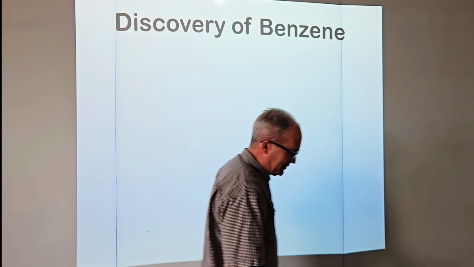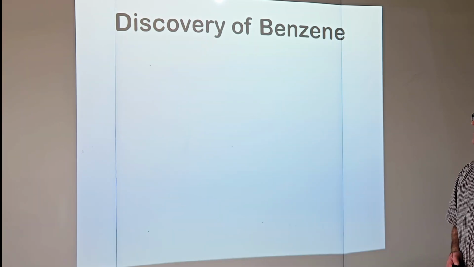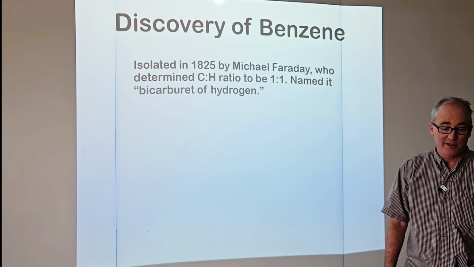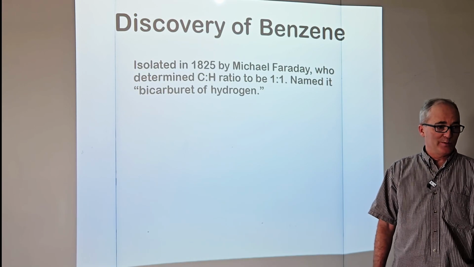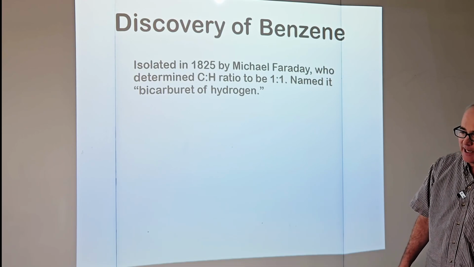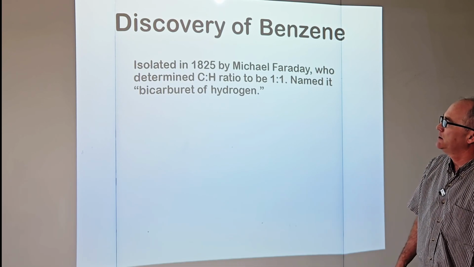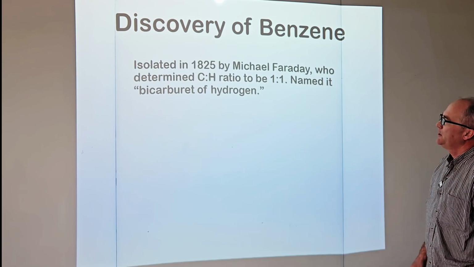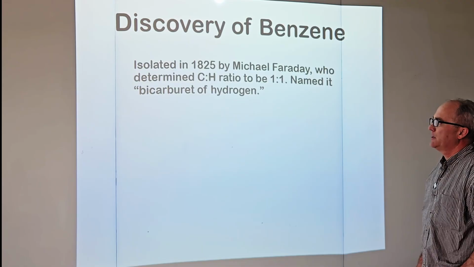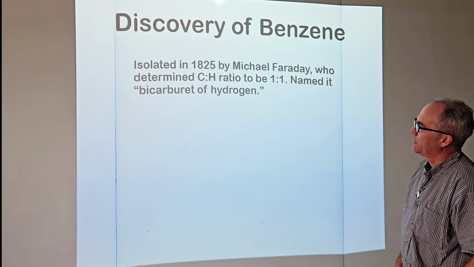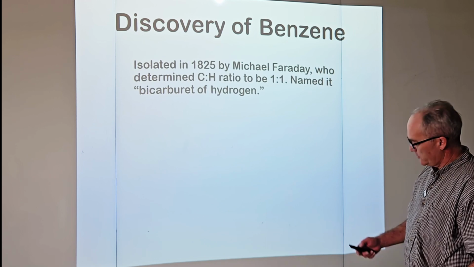So onward and upward, the discovery of benzene. Michael Faraday, you'll recall from how many coulombs per equivalent. Back in his day, they had a lot of gas lighting, and in coal tar gas there's this compound, and he determined that its carbon to hydrogen ratio was 1:1, and he named it bicarbonate of hydrogen.